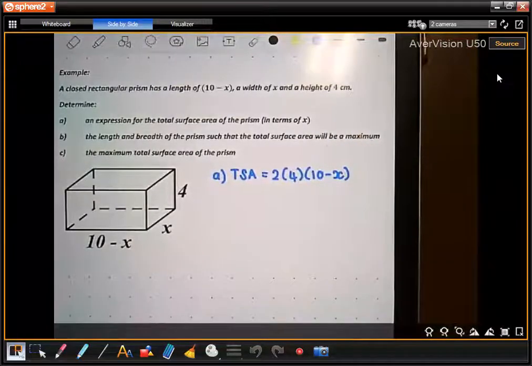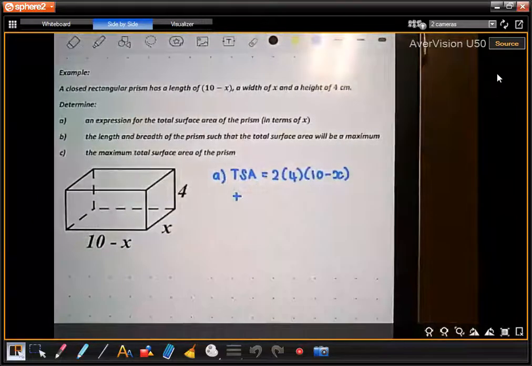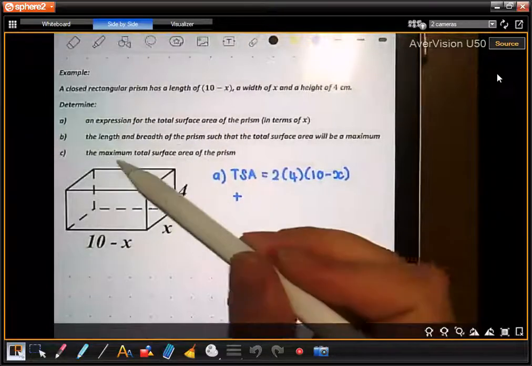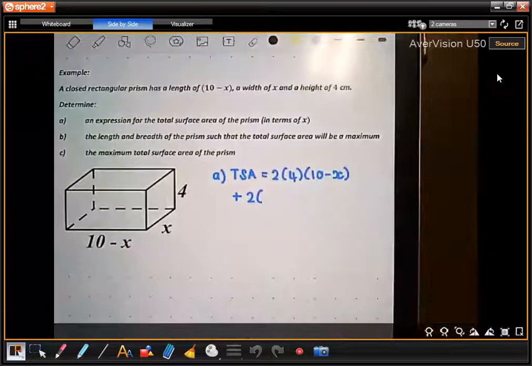Right, those are the front and back rectangles. Plus, let's do top and bottom next. Again, the rectangle at the top and the bottom will be the same, so we can say 2 times.